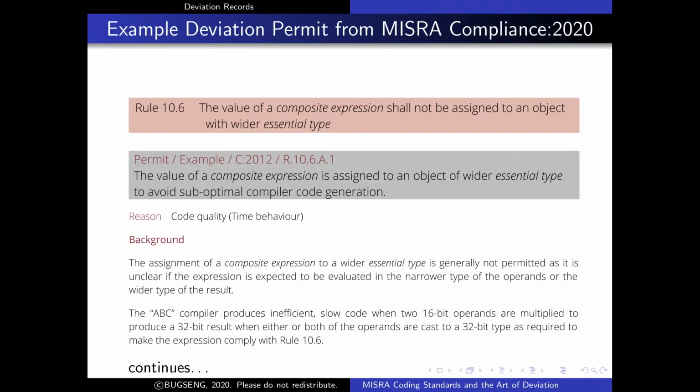Here is an example of deviation permit. This is taken from MISRA Compliance 2020. So the rule is 10.6. The value of a composite expression shall not be assigned to an object with wider essential type. So the reason for this rule is to avoid the confusion that the developer may have about which type the operation is performed in.